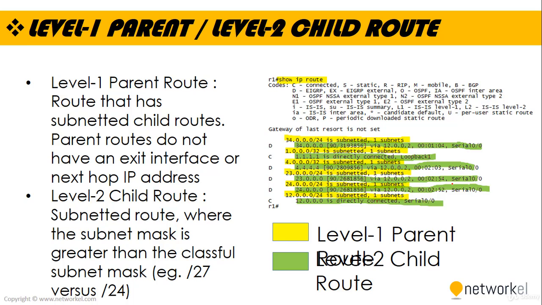A level 1 route is a route with a subnet mask equal to or less than the classful mask of the network address. A level 1 parent route is a level 1 network route that is subnetted. A parent route can never be an ultimate route, and a level 2 child route is a route that is a subnet of a classful network address.